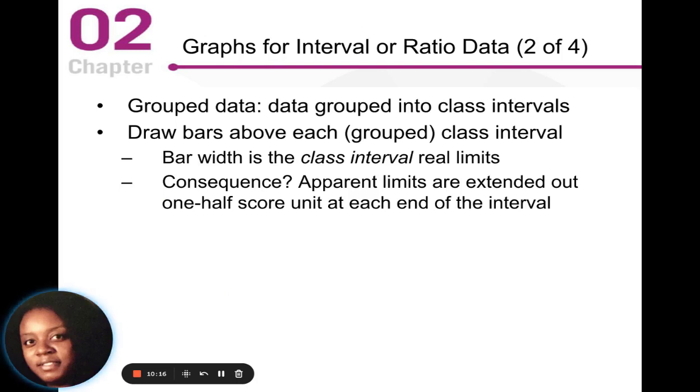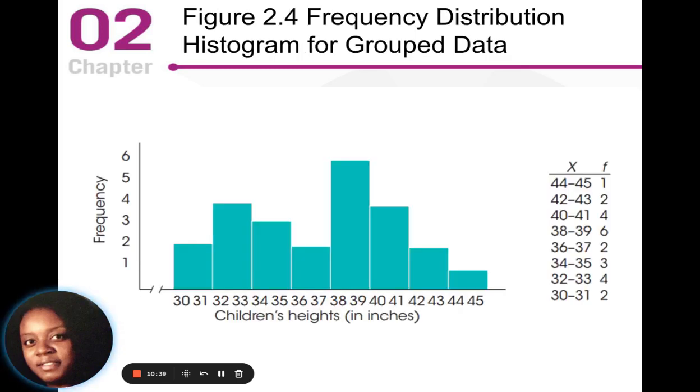When it comes to graphs for interval or ratio data, you're going to group data into class intervals. You can draw those bars above each grouped class interval. The bar width is the class interval in real limits, and the consequence of that could be apparent limits are extended out 1/2 score unit at each end of the interval. So if we take a look at figure 2.4, we can see an example of a frequency distribution histogram for grouped data. So we can see that we've got those intervals present.